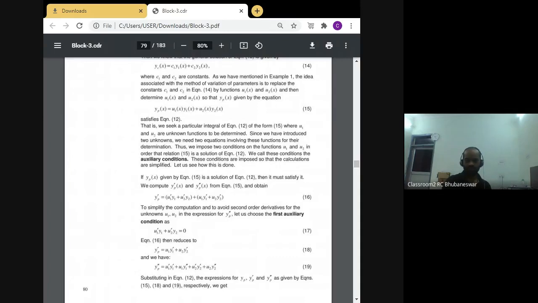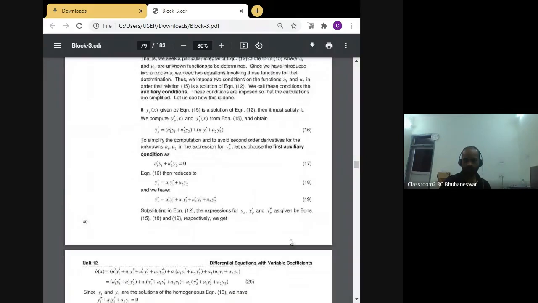So that's why this is also known as the variation of parameter method. Now here we have to take the first factor, or the first bracket in equation number 16, that is u1 dash into y1 plus u2 dash into y2, and set it to 0. So we call it the first auxiliary condition.